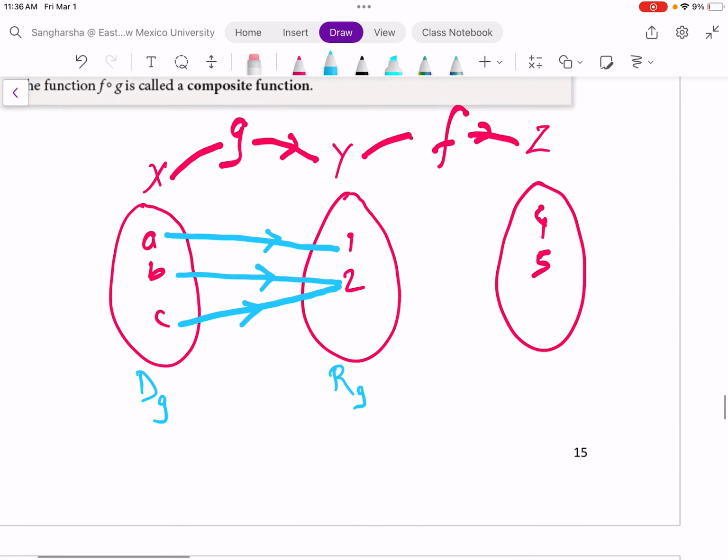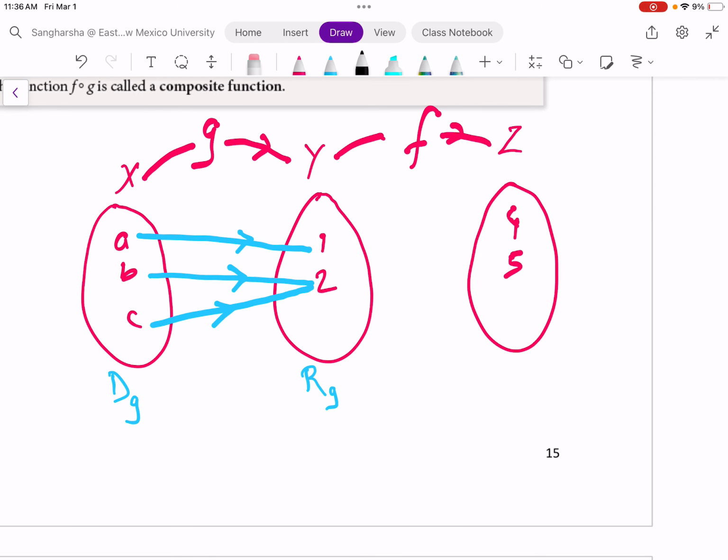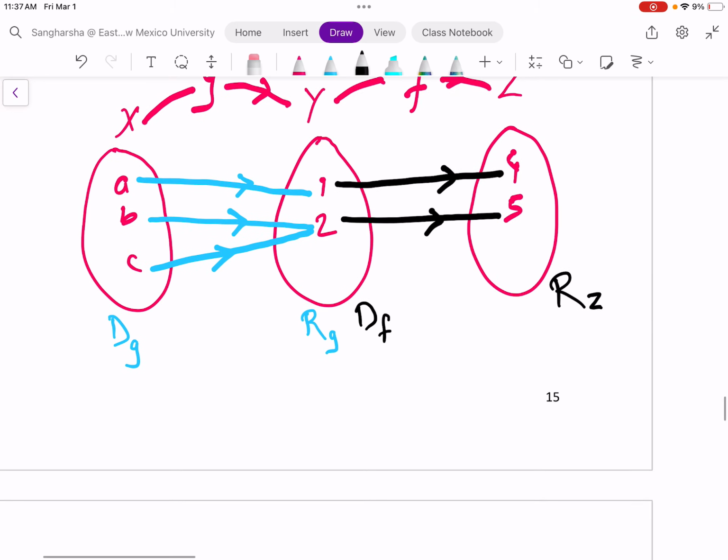Now let's define our function f. For function f, 1 corresponds to 4 and 2 corresponds to 5. If we are talking about function f alone, which set is the domain for function f? Set Y, right? Our set Y is the domain for function f. And what is the range for function f? Z, right. The range is Z, 4, 5. Let me know if you have any questions.